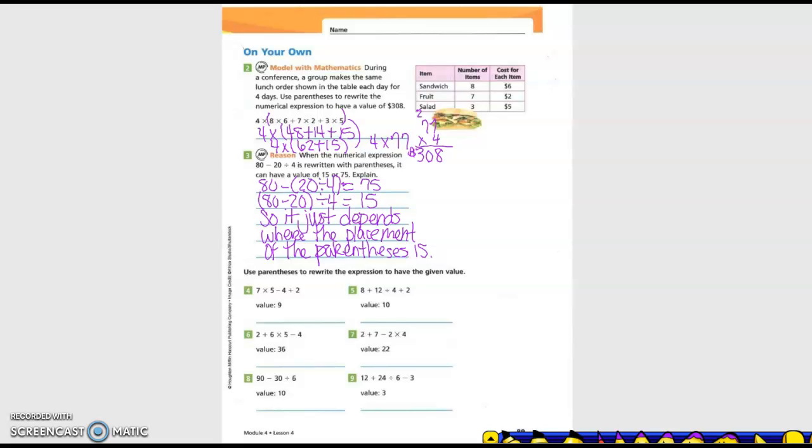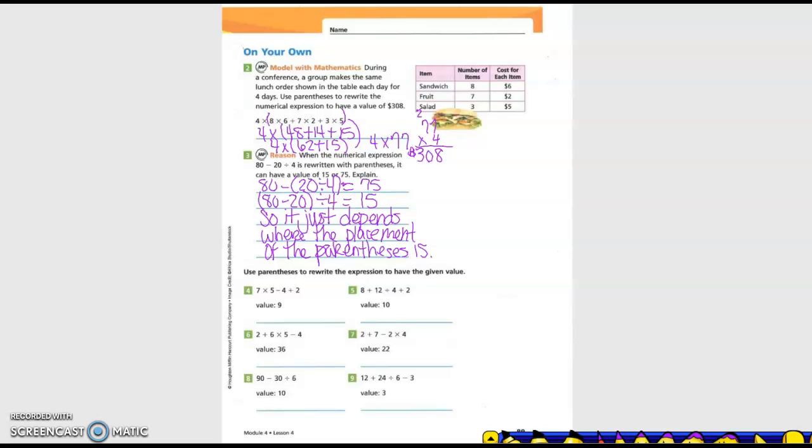Right, they want us to use parentheses to rewrite the expression to have the given value. So we're going to maybe place the parentheses in different spots to figure out what we're going to do to be able to get that value. Okay, now you may put them in the first spot and it may not work, so you just have to adjust it and fix it.